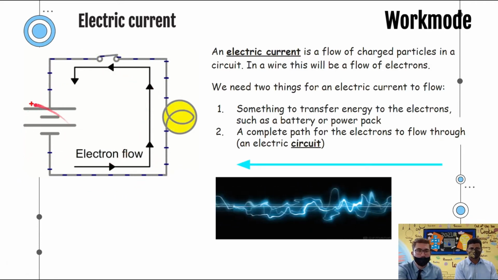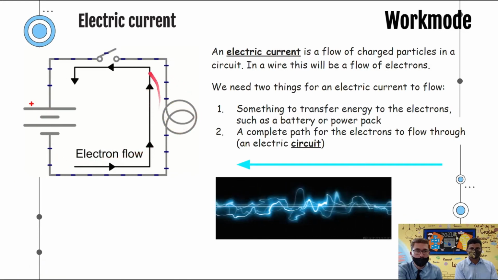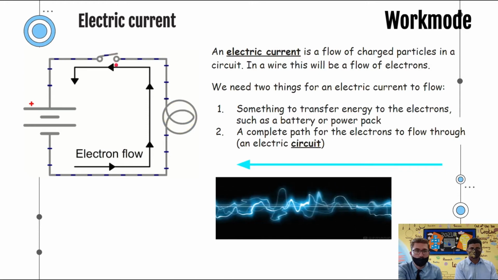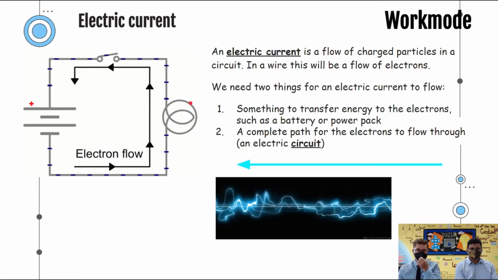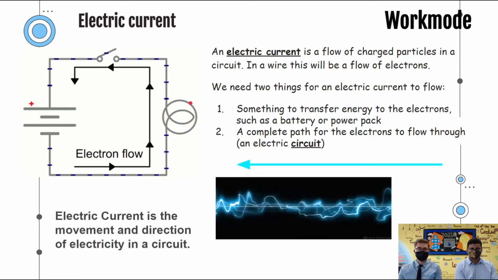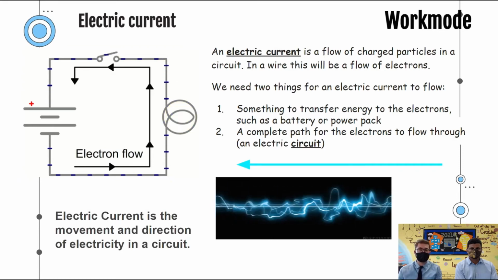So you have here the battery, and here it's flowing to the bulb, and here a switch to turn it off. You see, if it's open, then the bulb turns off. Electric current is the movement and direction of electricity in a circuit.